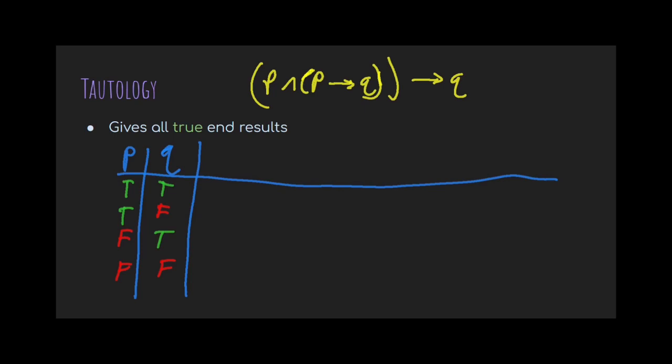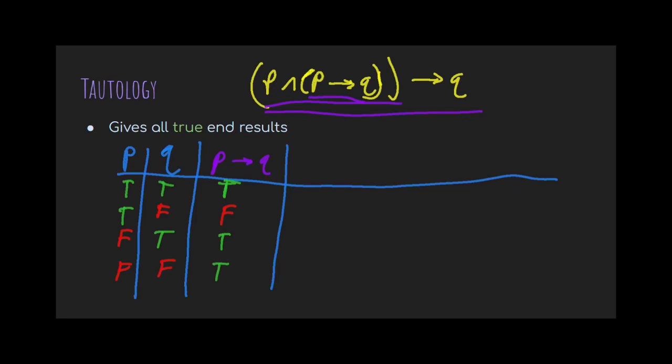Always go from the innermost parentheses and outward. So we'd have to look at this second and then the entire thing third. So we're going to look at P implies Q first. And we already know the rules. So true, true gives us true. True, false gives us false. False, true gives us true. And false, false gives us true.